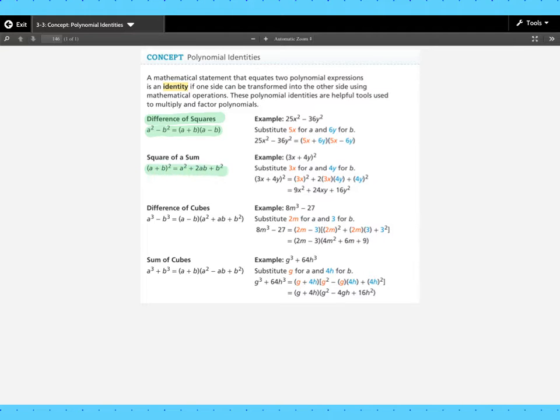Square of a sum. There's no magic to it other than distribution. If you do (a plus b) squared, that's (a plus b) times (a plus b), that's how you get it, right? Difference of cubes and sum of cubes. We're going to cover more about that. These have something to do with the binomial theorem, which we'll cover at the end of this unit.